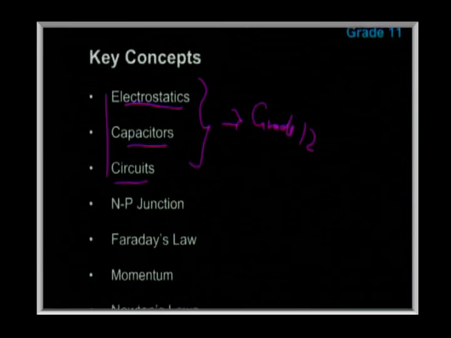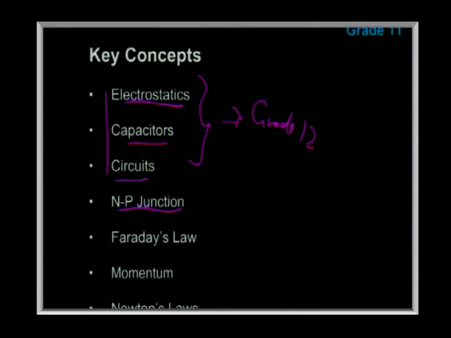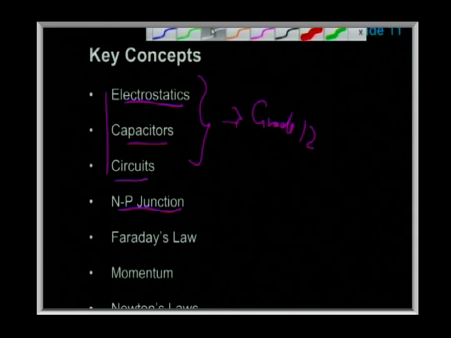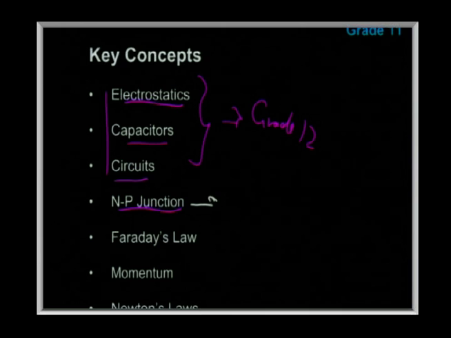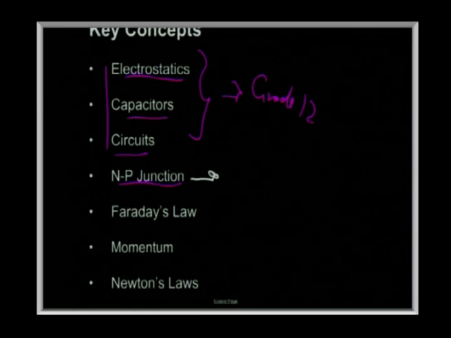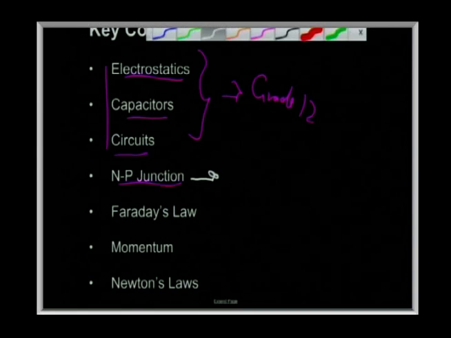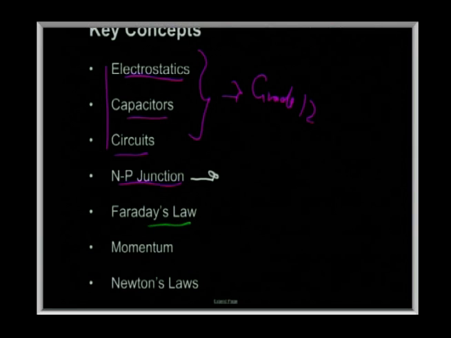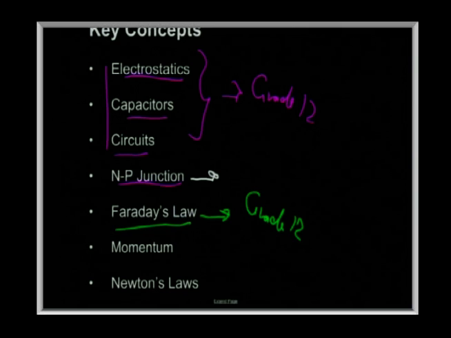Now, the next section is one that we haven't stressed too much. In fact, we haven't really dealt with any questions on it, and that's about the NP junction. So we're going to look at a question on that, and we'll explain some of the theory related to it. Then we'll go on to an electromagnetic section, Faraday's law. This is foundational also for grade 12. When we get to grade 12, we're going to be dealing with motors and generators, and you're going to need to understand Faraday's law. So we will focus on Faraday's law.